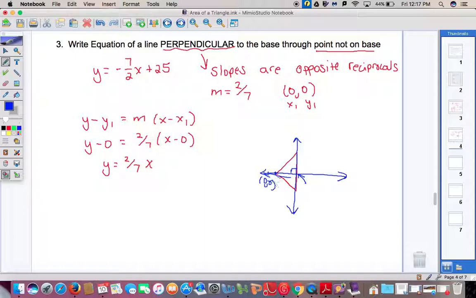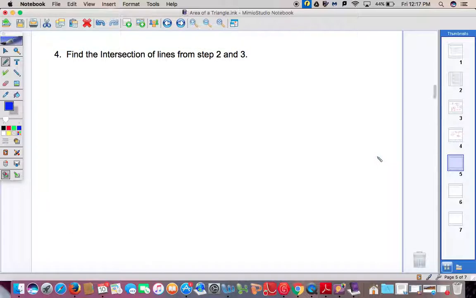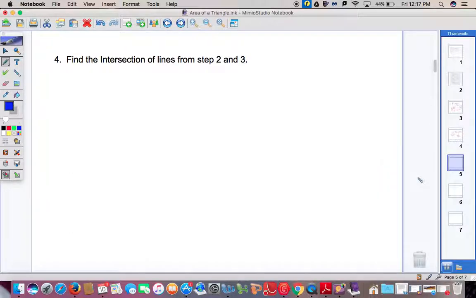We know this point here is 0, 0, but we're looking for the intersection. And what's important to remember is that when two lines intersect each other, they intersect at a point. So you have both an x value and a y value. And that x value and y value is exactly the same for both lines. So that is the information we're using for the next step. We're finding the intersection of the lines from step 2 and step 3.